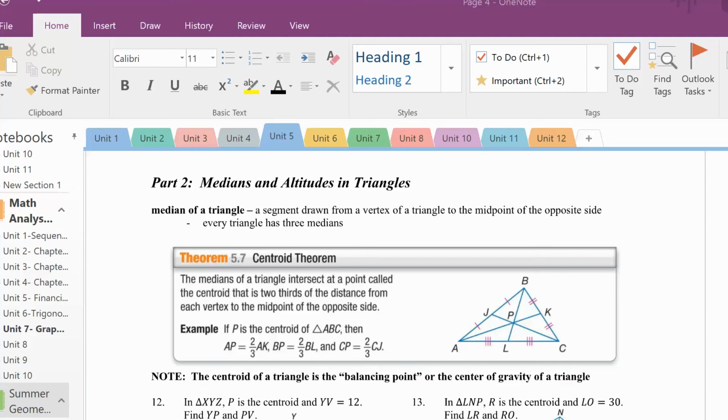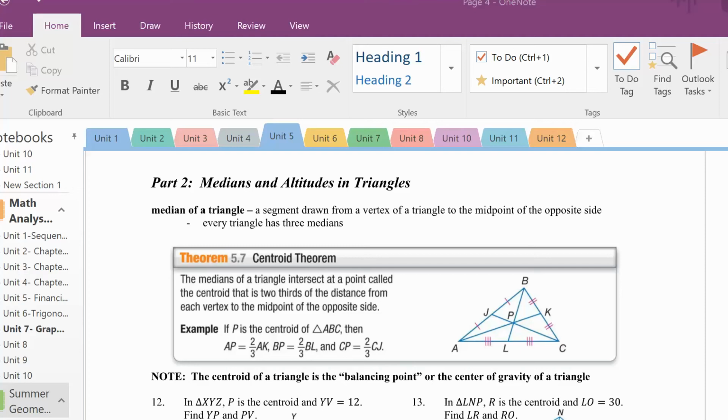So the medians of a triangle intersect at a point called the centroid. It means that it is the center of the triangle, and the centroid is 2/3 of the distance from each vertex to the midpoint of the opposite side.